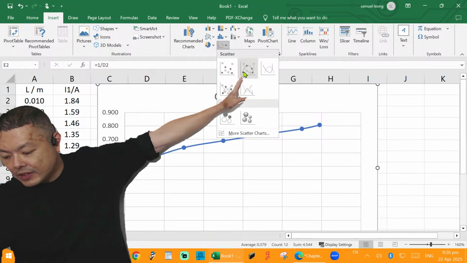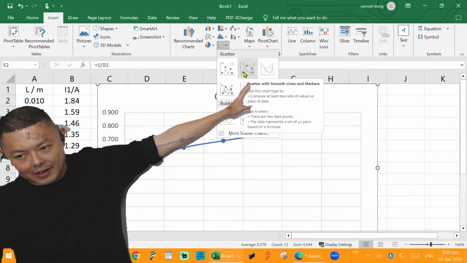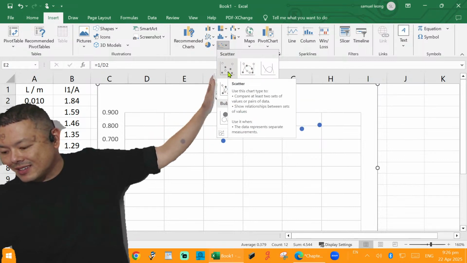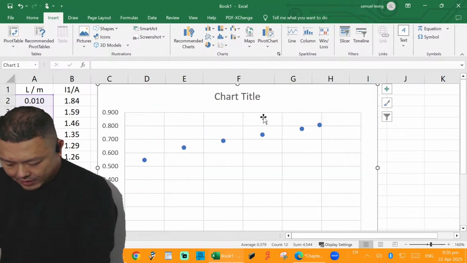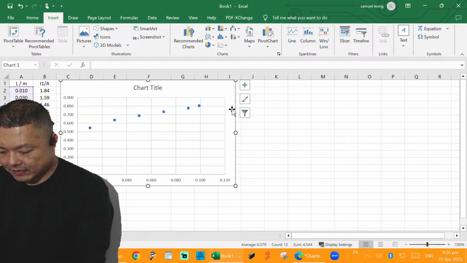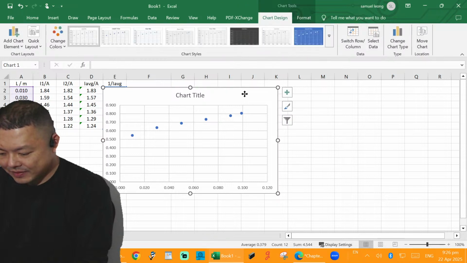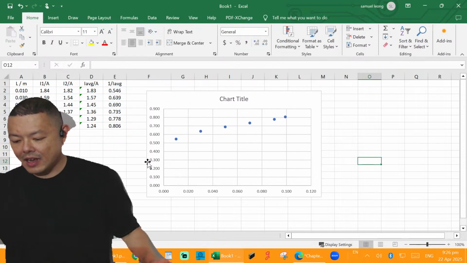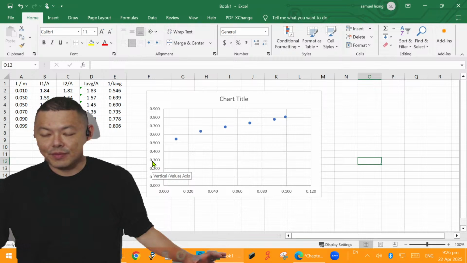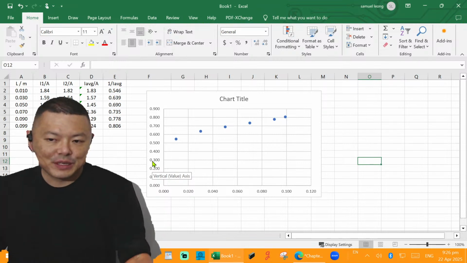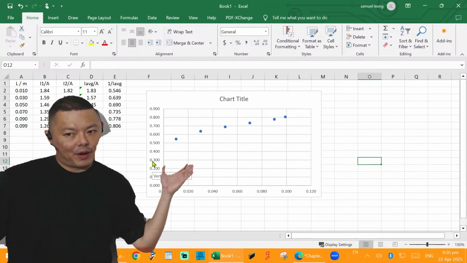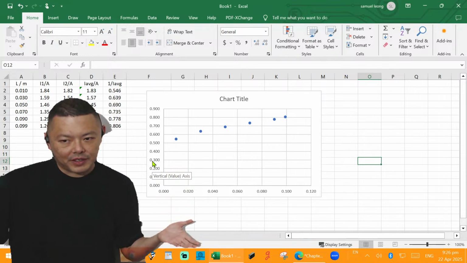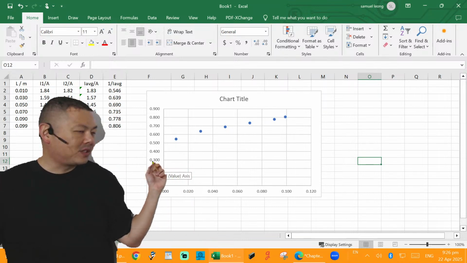Don't go and draw the one with the line. I don't want the line. You don't want the line. Just click on the one that says scatter. Click on scatter. This is your graph. Understand this? This is your graph. Okay. I don't like the axis. But the thing is, if the graph is not marked, then you don't have to bother. But I personally like to still adjust this.